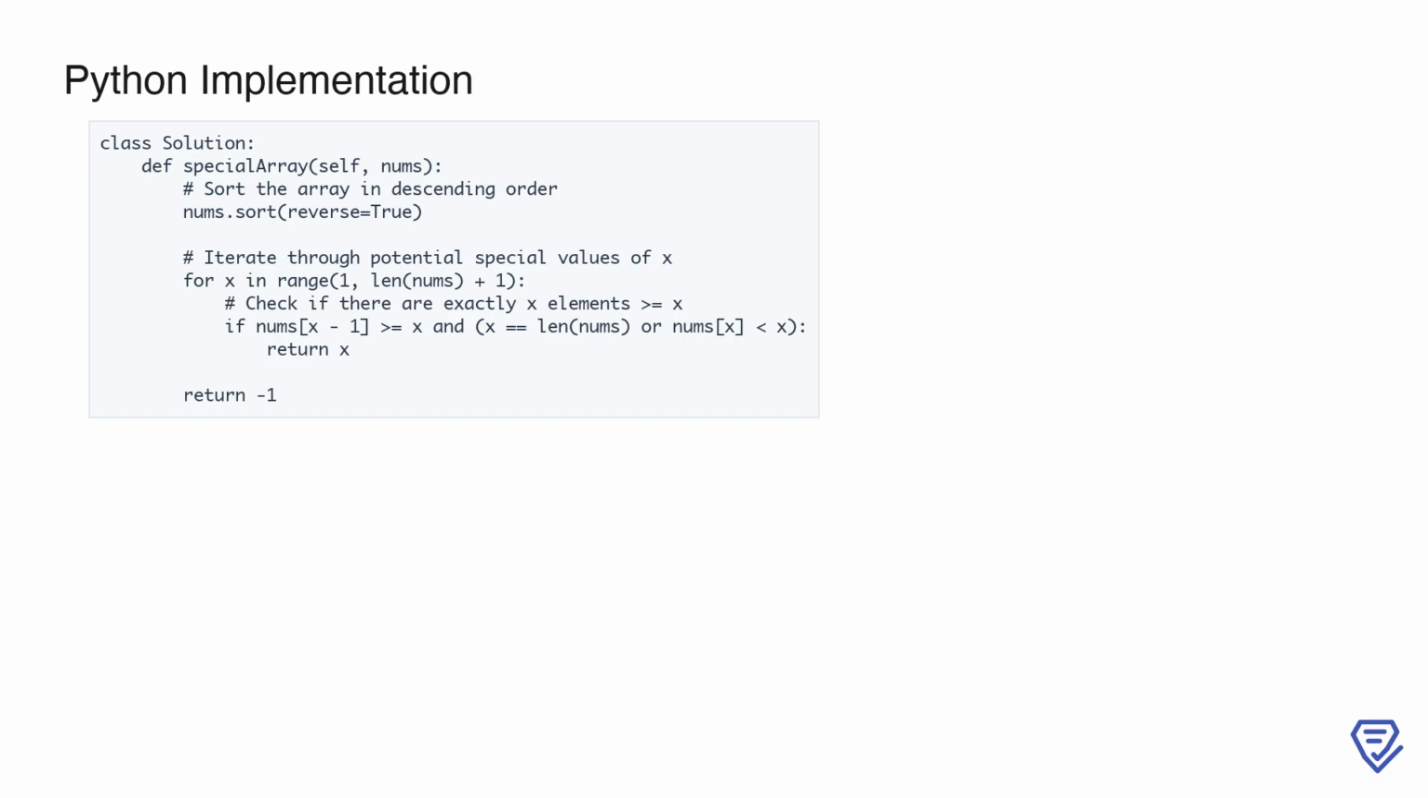4. Returning the result. If both conditions hold for a particular x, we return x as the special number. If no such x is found after the loop, we return -1 to indicate that the array is not special.